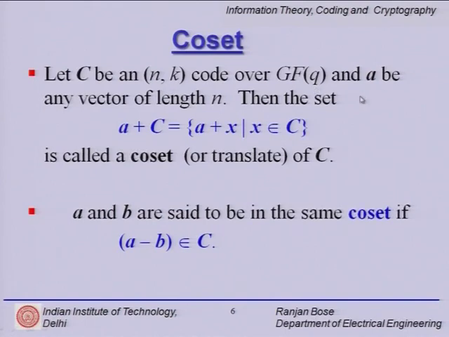Now we also looked at cosets, and we defined for an n comma k code over GF(q), if a is any vector of length n. What is n? n is the code word length, also called the block length of the linear block code. Then a plus C is called the coset or the translate of C, and a and b are said to be in the same coset if a minus b is an element of C.